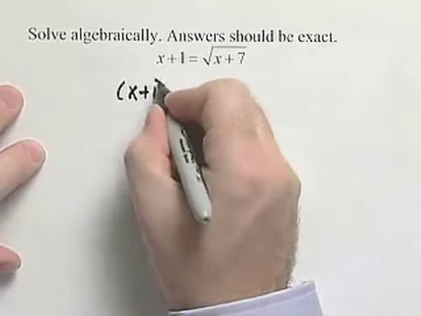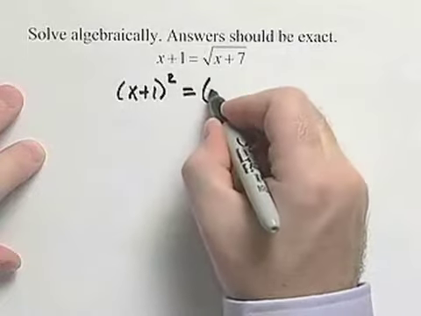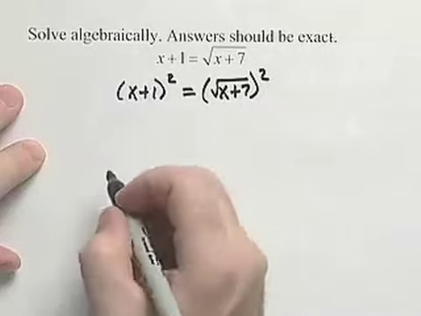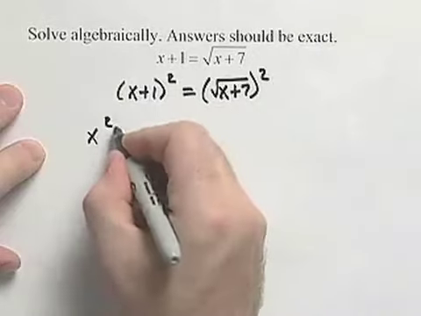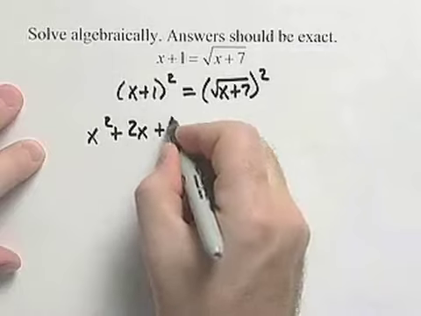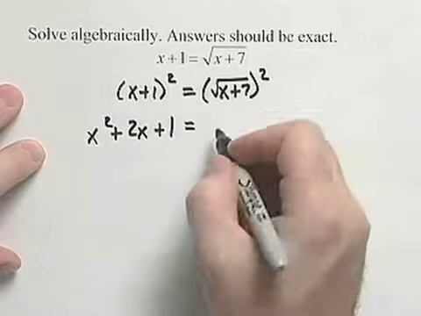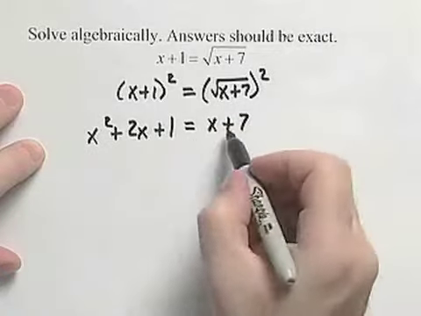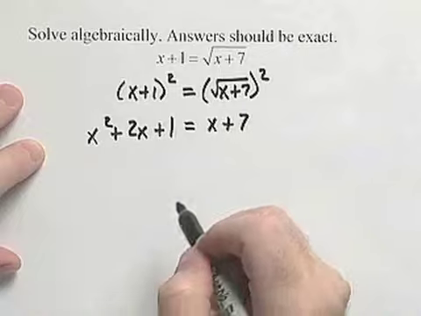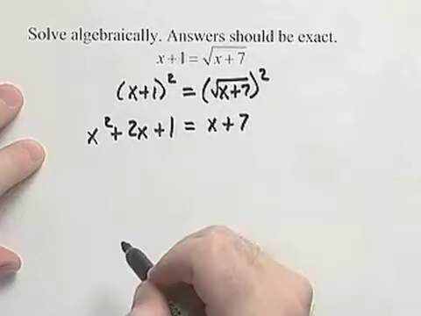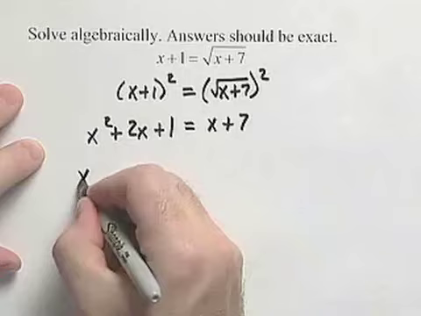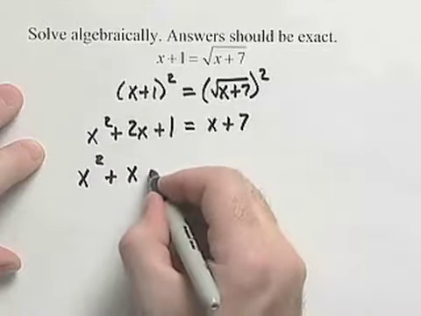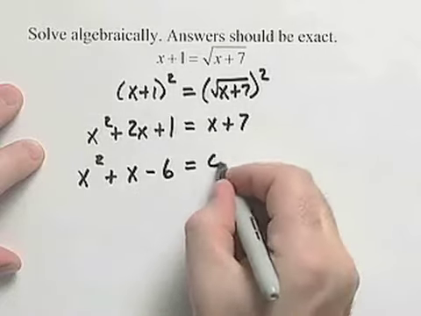So we'll write (x + 1) squared equals the square root of x + 7, squared. Squaring out x + 1, we get x squared + 2x + 1. And the square root and the square root will cancel each other, and we'll be left with x + 7 on this side. We want to get everything on one side, get the other side equal to 0, so we're going to subtract x and subtract 7 from both sides. When I do that, we get x squared, 2x minus x gives me plus x, and 1 minus 7 gets me minus 6. That equals 0.